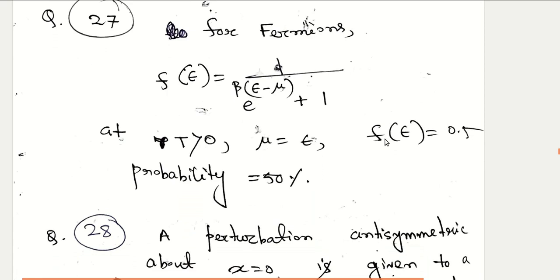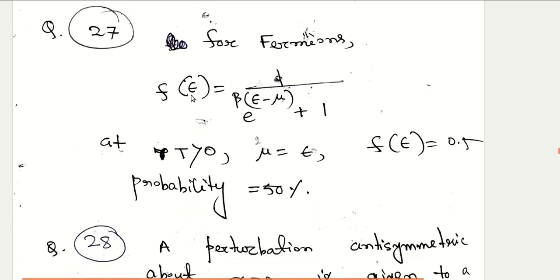And question number 27 was for fermions. You know the fermion probability density function, 1 by e to the power beta into epsilon minus mu plus 1, and you need to find it for T greater than 0 when mu is equal to epsilon. You know that at epsilon equal to mu the exponent is exactly 0, so the probability is 0.5, that is 50%.